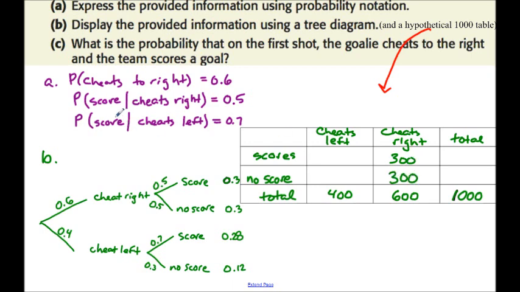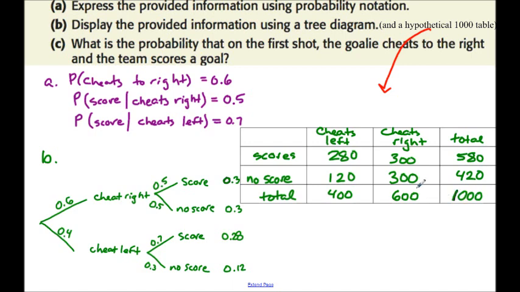Now, the probability that they score, given that they cheat left, is 70% or 0.7. So I'm going to take 70% of this 400. Okay, so 70% or 0.7 times 400 is 280. That goes here. And then whatever's left, 120, fits here. Now you can fill in your totals over on the right. We've got 580, and we've got 420. And everything needs to add up. So it adds up to 1,000, adds up to 1,000.